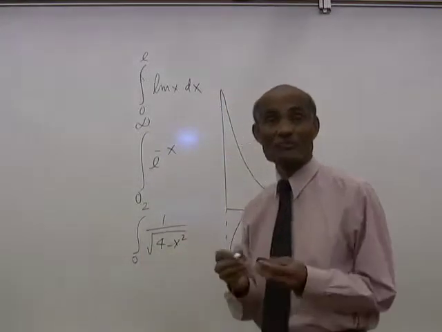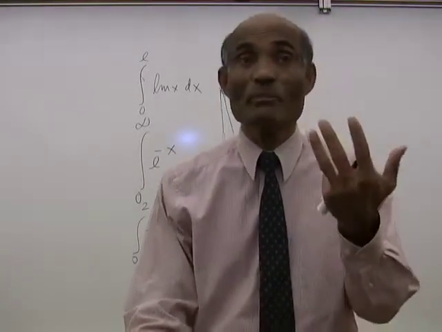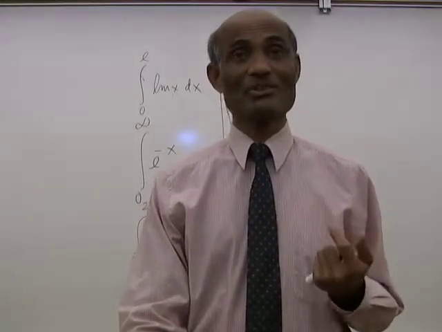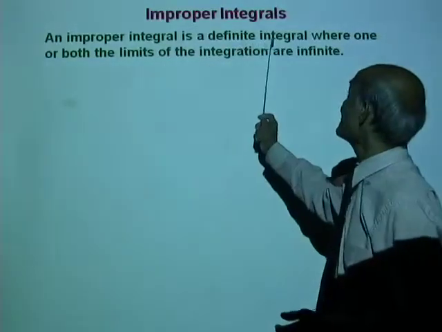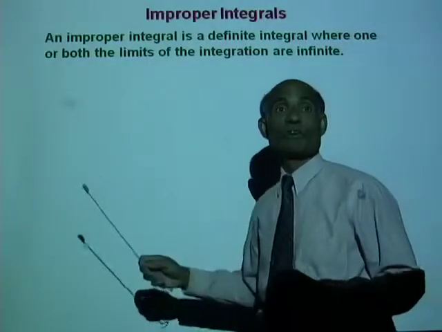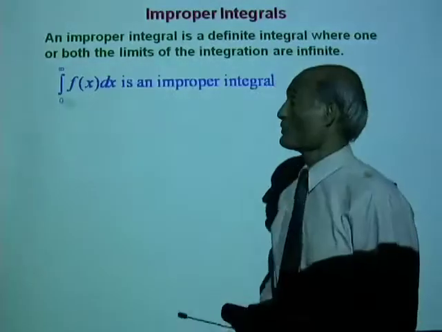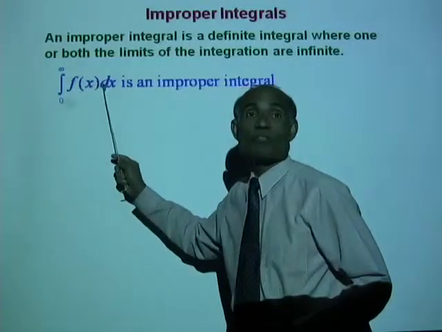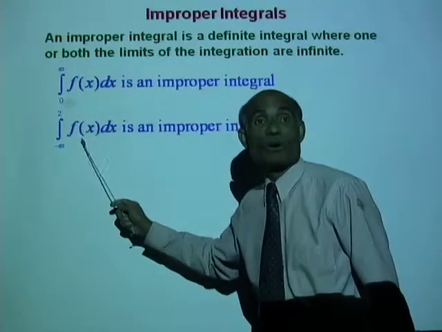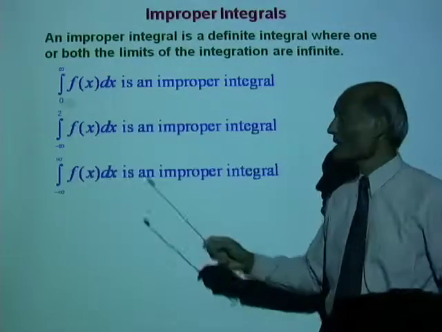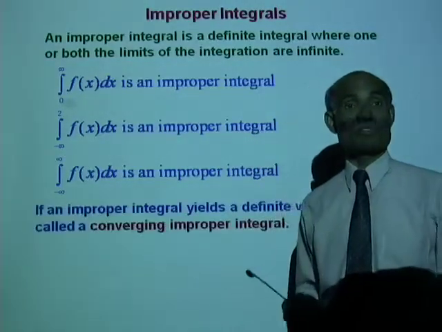So you have several types of improper integrals. We're going to look at these kinds of integrals and how to evaluate them. A method to evaluate such improper integrals is what we will discuss today. So one form of an improper integral is a definite integral where one or both limits of the integration are infinite. For example, the integral from 0 to infinity of f of x dx is an improper integral. The integral from negative infinity to 2 of f of x dx is an improper integral. The integral from negative infinity to positive infinity of f of x dx is an improper integral.